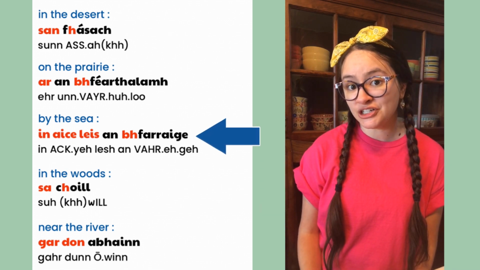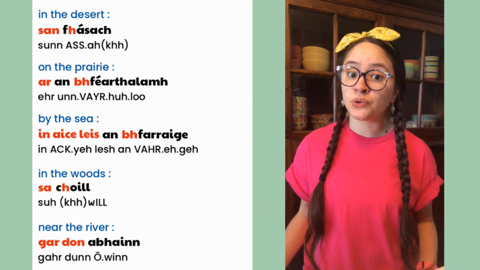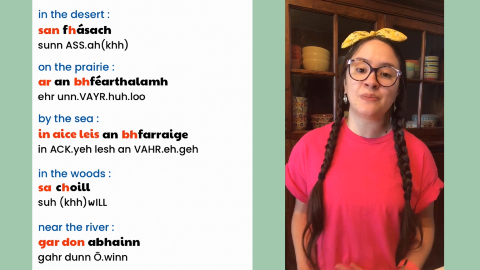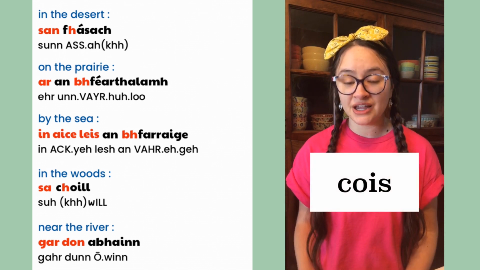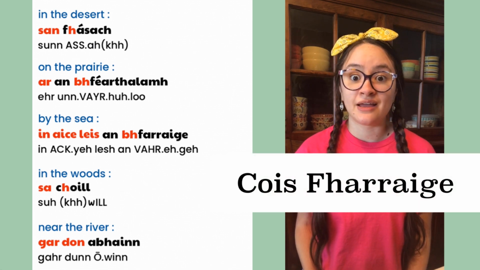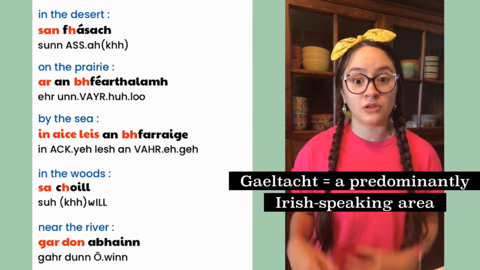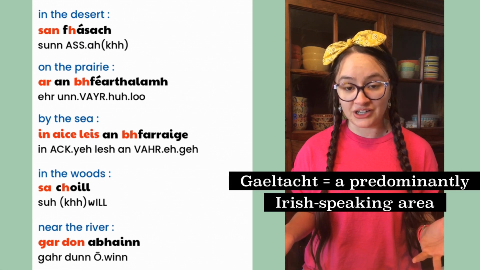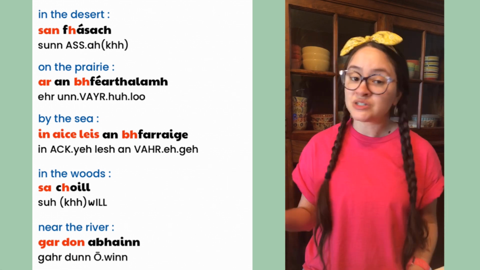So, inakalesh and bhfarraige. Now, another word for by or beside that you might hear sometimes is cosh, and you might have heard coisharige, which is a Gaeltacht region in the larger Connacht Gaeltacht region, and it literally means beside the sea.